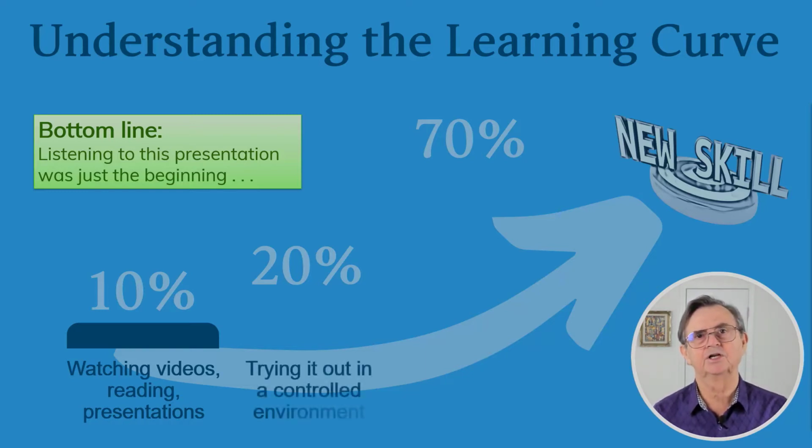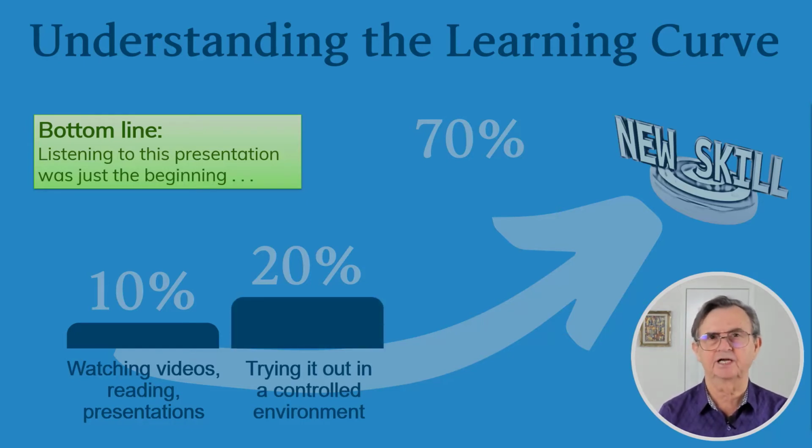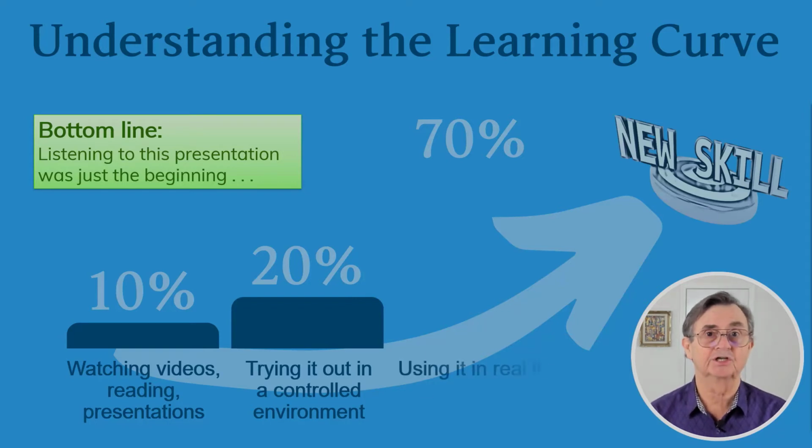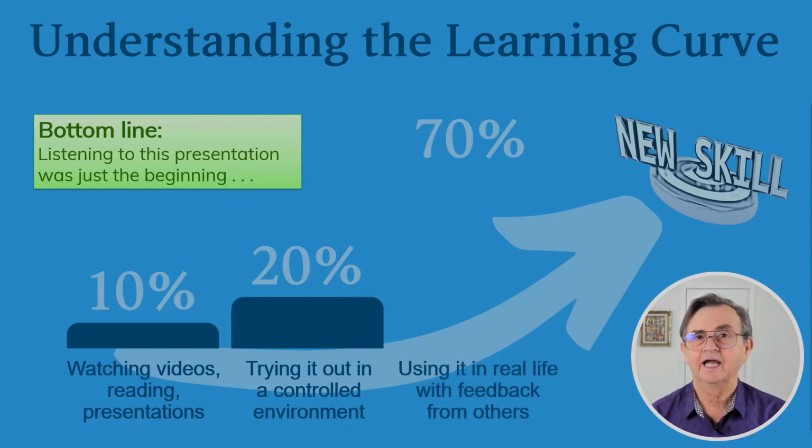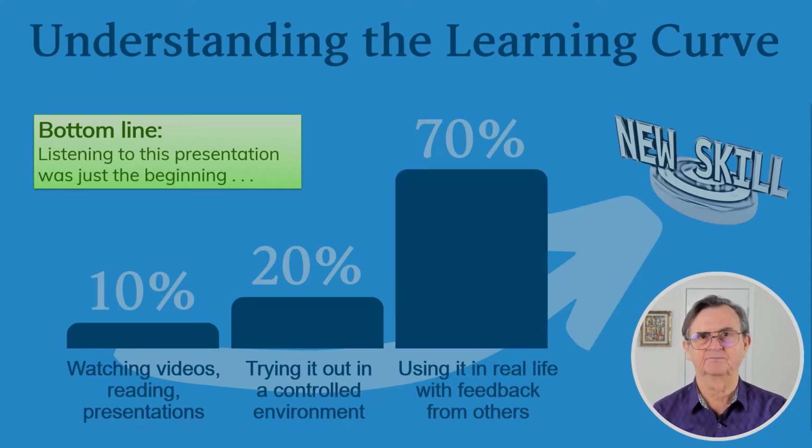Trying it under supervision in exercises during class increases your understanding by about 20%. However, you only become proficient at anything when you use it in real life to do real work and accept the risk that you will get burned if it doesn't work. That is where 70% of learning takes place. Now, this learning curve is actually how you transition from non-conscious incompetence to non-conscious competence in the real world.